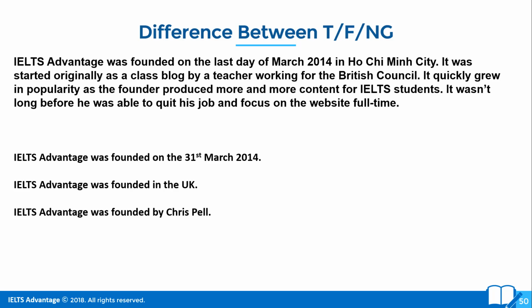Okay? So hopefully that helps you understand the difference between true, false, and not given. True: factually correct, agrees with the statement. False: it's incorrect, it contradicts it, or it's the opposite of it. Not given: it's just not there, or there's not enough information for you really to make a decision.